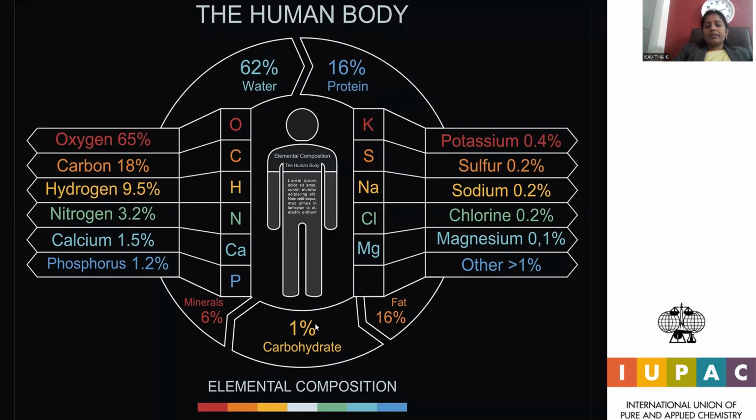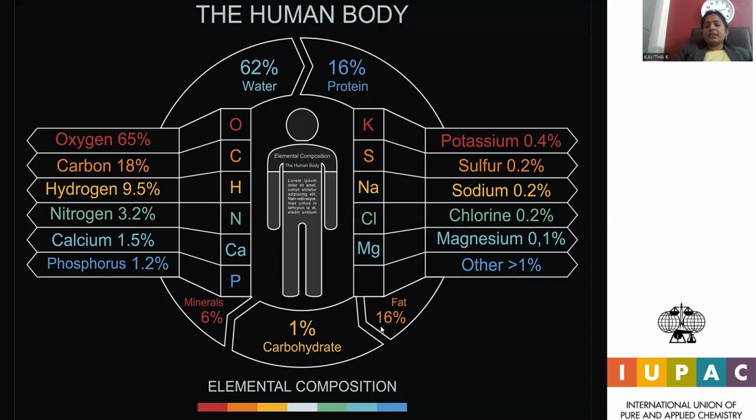Carbohydrate is available in 1%, that is the energy device which is used to give all the energy source for the activities of living organisms. And minerals are also present in the 6% quantity. These mineral resources are essential to enhance the reactions which are carried out in the human body.